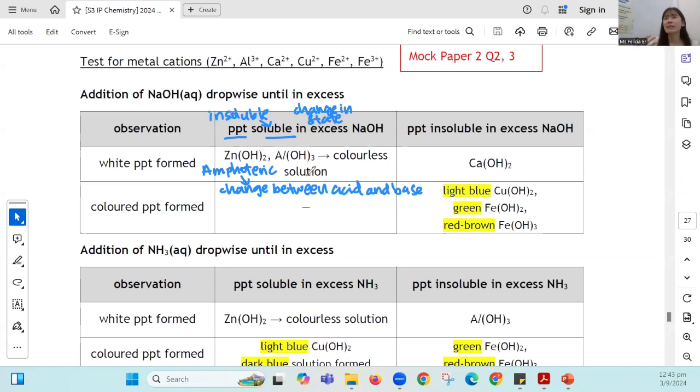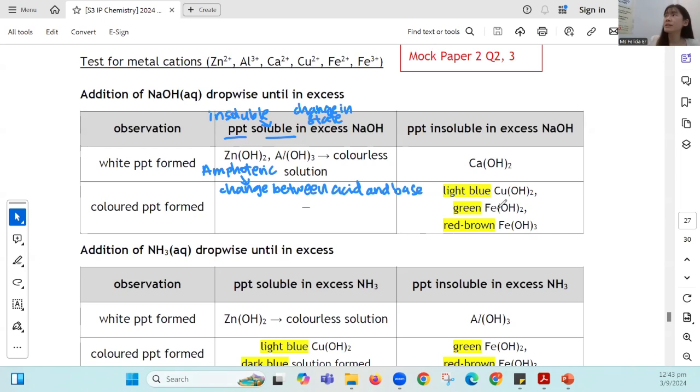So the rest, like calcium or any others that are not amphoteric, like maybe your iron, copper, when you form a precipitate, usually it will just remain there. So that means it will remain insoluble. It won't change its solubility. Okay, so only amphoteric can change solubility. So that's the way to remember.